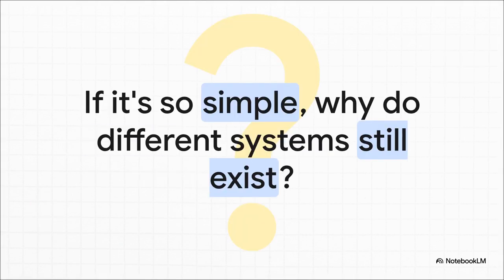So all of this leaves us with one last kind of big question. We've just seen how simple it is to translate between these systems using one little key. So, why do we even have different systems in the first place? Why hasn't the entire world just agreed on one? Now that is a question worth thinking about.